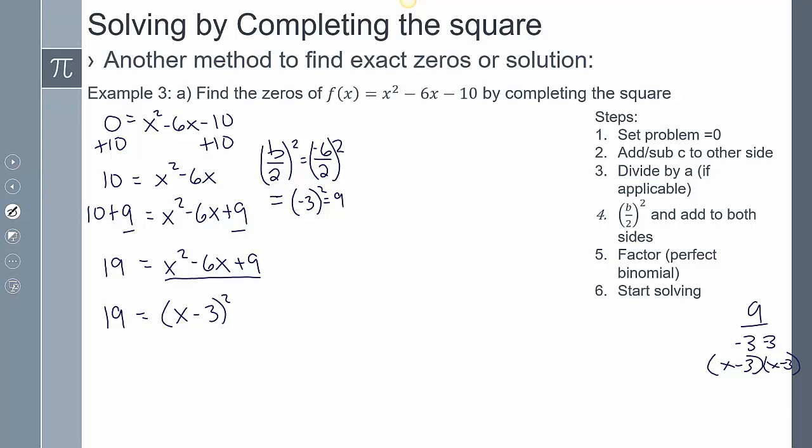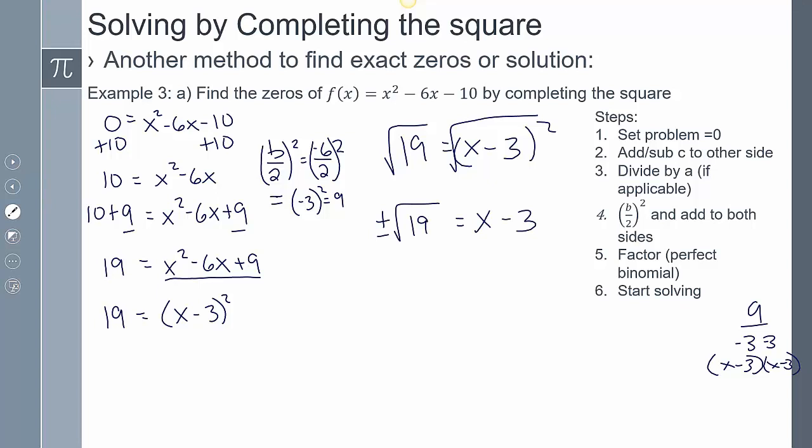And so now it's in this binomial form, I can solve for my x. I can get x by itself. And I can do that by taking the square root to both sides. And so I just rewrote it here. So taking the square root to both sides. And now I get plus or minus root 19 equals x minus 3. Then if I add 3 to both sides, I'm going to get x equals 3 plus or minus root 19. This right here is my solution.